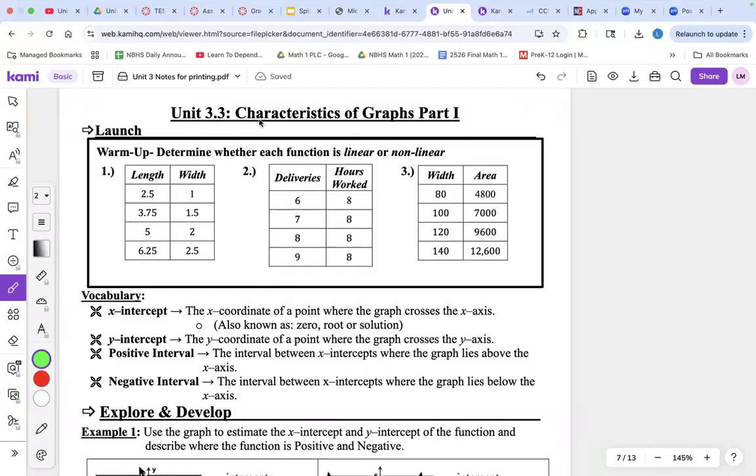Unit 3.3, Characteristics of Graphs, Part 1. First, let's do the warm-up. It says determine whether each function is linear or nonlinear. Is it a line or not?